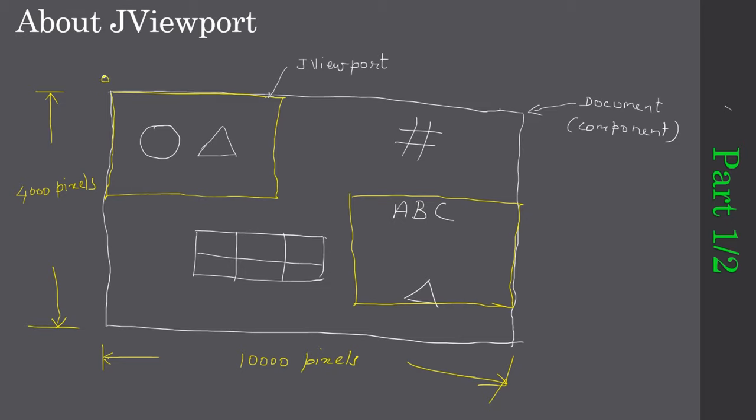Usually the document may have a different width and height. Initially the viewport is at the 0,0 position, let us assume, and if you want to see a different portion of the document, then you will be moving this viewport by delta x and delta y. So by moving the viewport, you will see a different portion of the document.